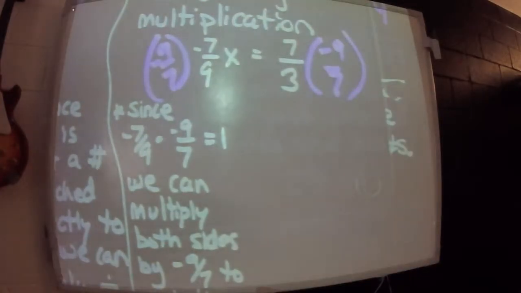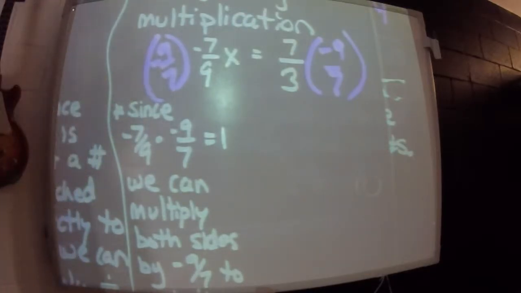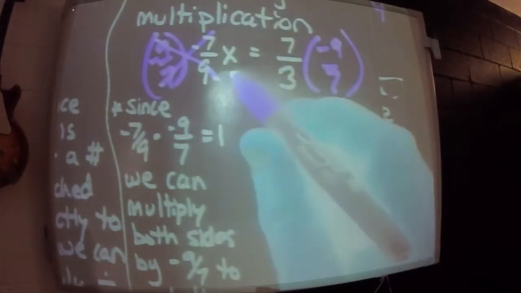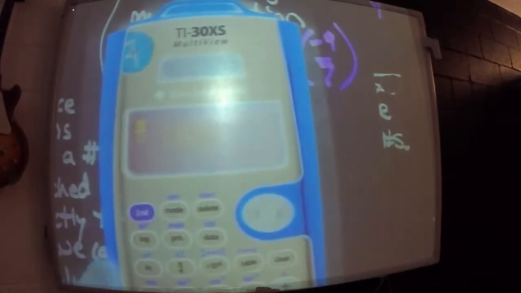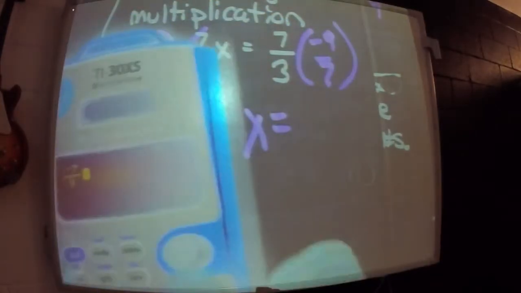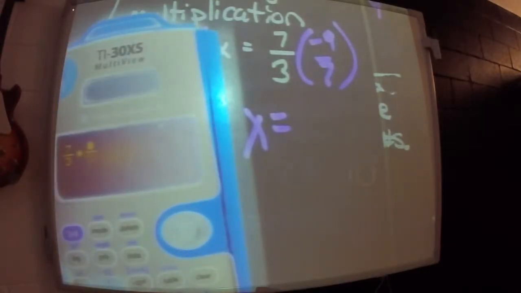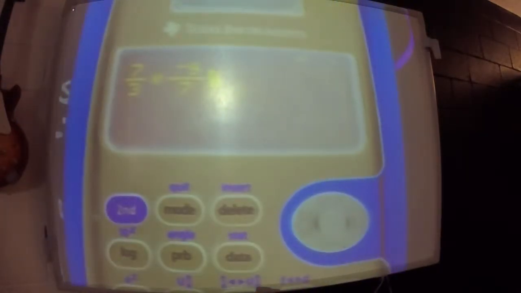So write that on each side. My coefficient's a fraction. Instead of dividing it off, I'm going to multiply it off by doing reciprocals. Anytime you multiply two reciprocals, they become 1, so you just get x. And then you multiply the right side. Negative 7/3 times negative 9/7 ends up being negative 3. Same thing.